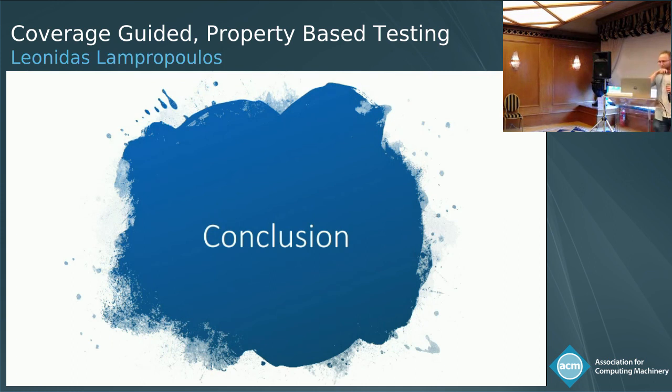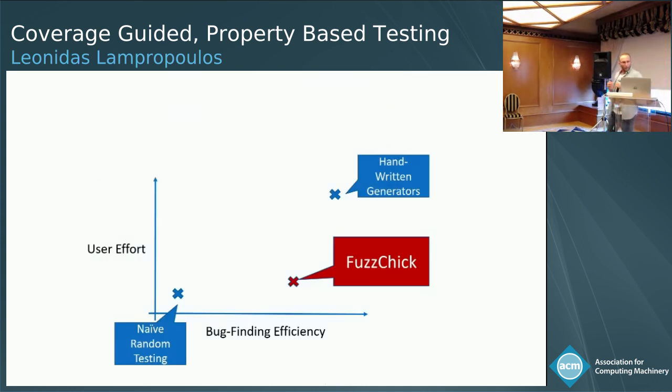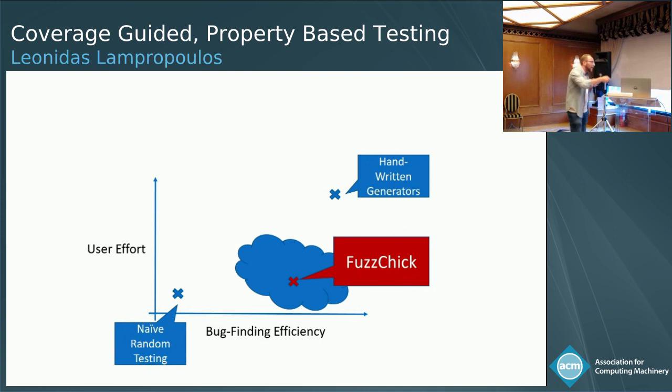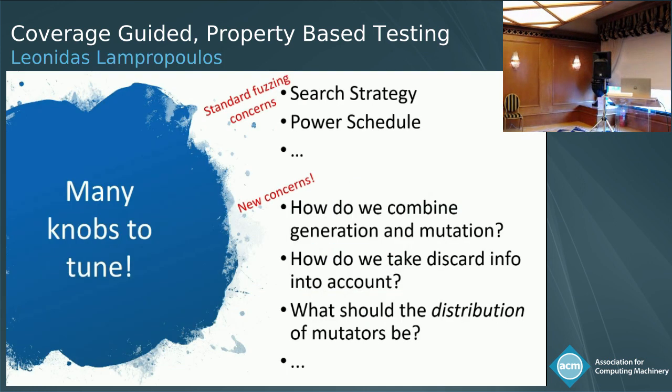So let's conclude. I showed you FuzzCheck as an approach that lies solidly in the middle, somewhere between handwritten generators and naive random testing. But in my mind, FuzzCheck is not really one point in this area. FuzzCheck is an approach that captures an entire space in this area because there are a lot of parameters to tune. There is a lot of configuration to be made.